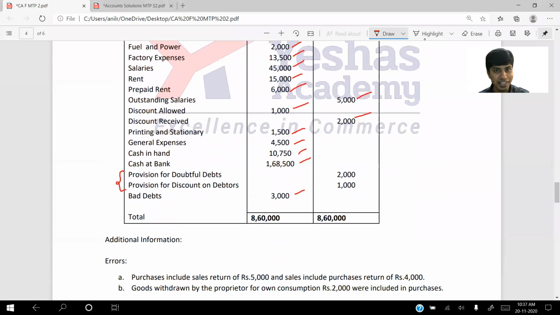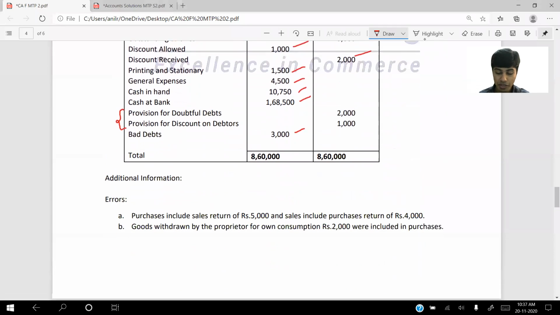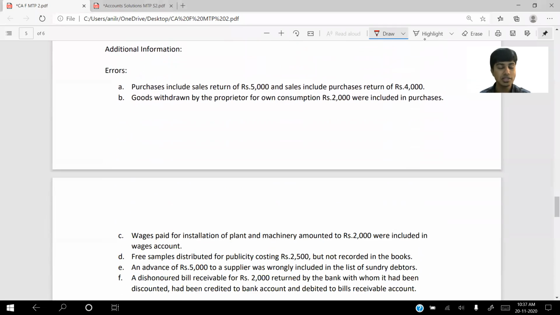So I ran you through the trial balance and I told which item will go to trading account, which will go to P&L, and how it impacts the balance sheet. We were left with this adjustments part, errors that were supposed to be rectified. Let's continue. The first one: purchases included sales returns of rupees 5,000. So purchases wrongly included sales returns.